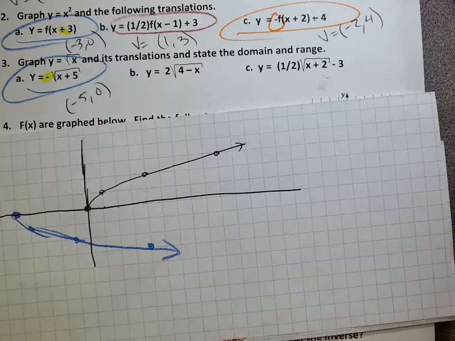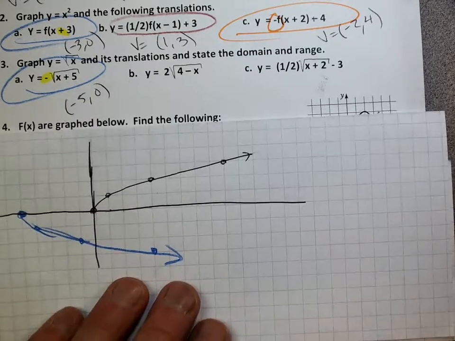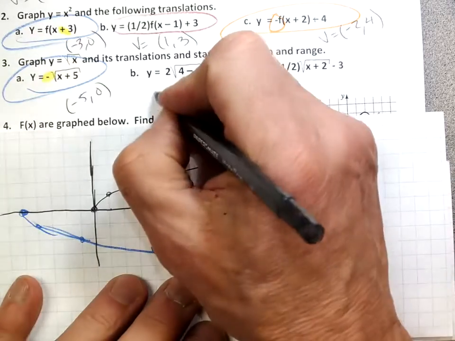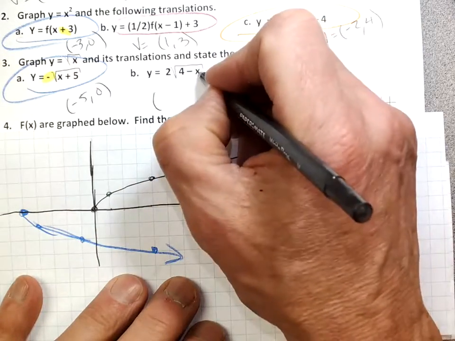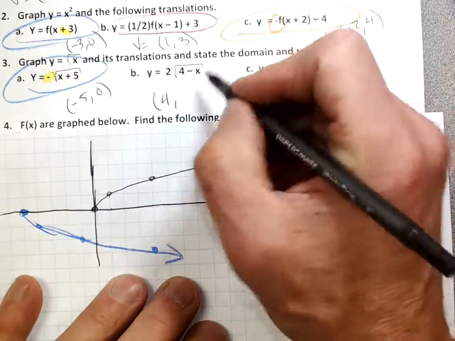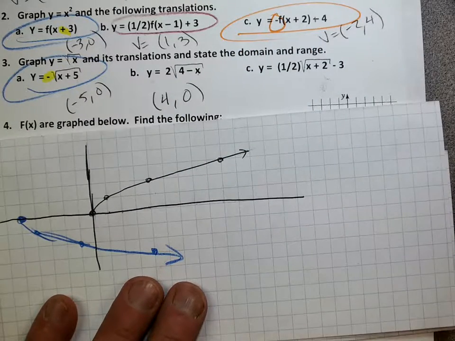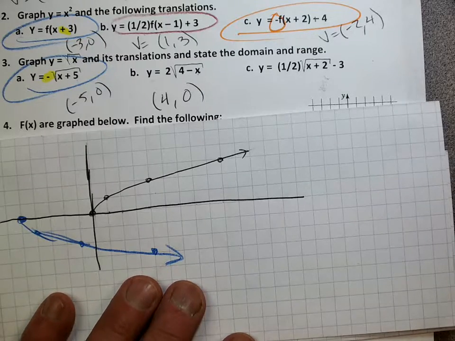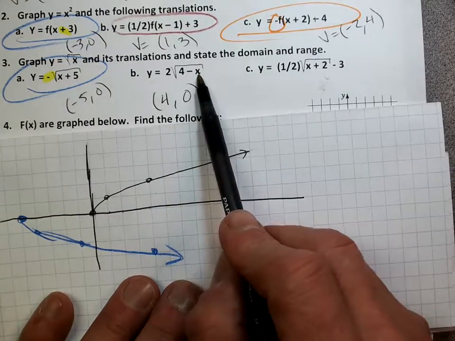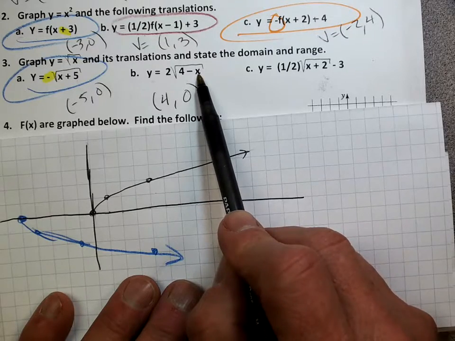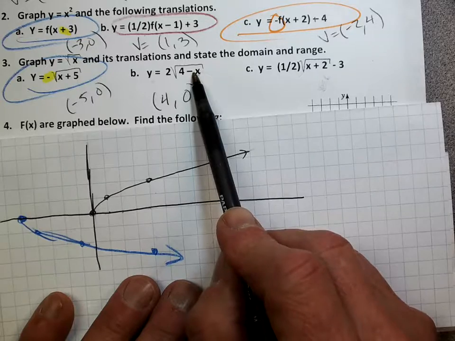B. B's a little tricky, but I'm going to help you on it. So the vertex, or the endpoint, is going to be at (4, 0). Okay. Well, it's because of the negative here, right? Yeah, so if I put a positive 4 in, it zeroes out. Does that make sense? If I put a 4 in here, it zeroes it out.